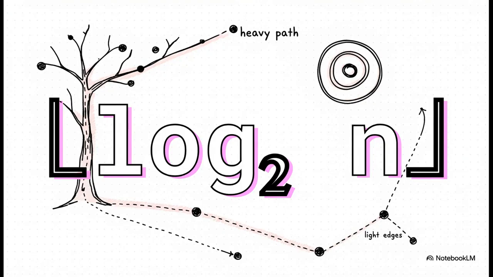Well, here's the beautiful result. You can only cut a number in half so many times before it gets down to 1, right? That number is logarithmic. This property guarantees that any path from any node up to the root can cross, at most, log n light edges. So any path in the whole tree is just a few heavy segments stitched together by a few light edges.